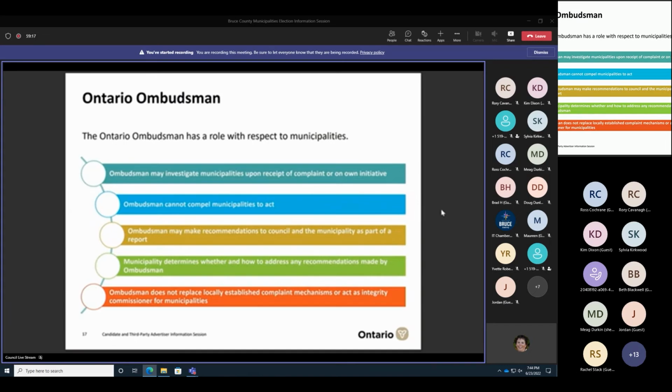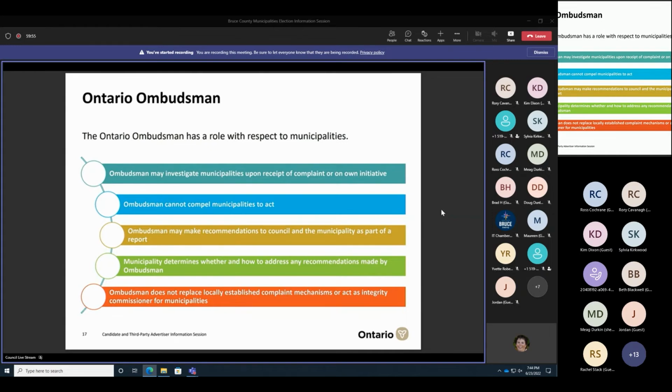The Ontario Ombudsman has had a role with respect to municipalities. This role builds on the local accountability and transparency framework in the Municipal Act. This role is in addition to the Ontario Ombudsman role as the default meeting investigator for municipalities that have not appointed a local meeting investigator. The Ontario Ombudsman supports transparency in government and may recommend improvements. The Ontario Ombudsman may investigate municipalities when a complaint is received or on the Ombudsman's own initiative.